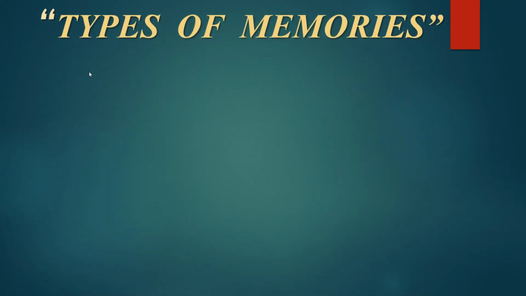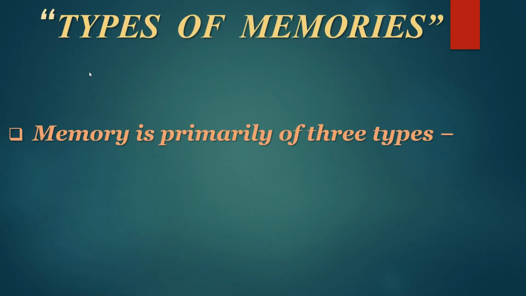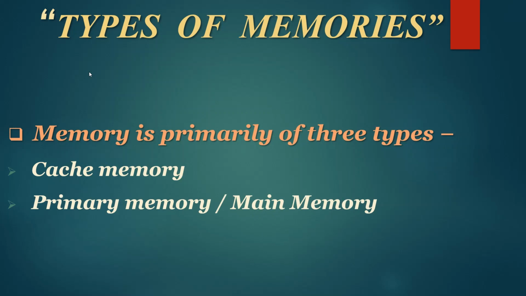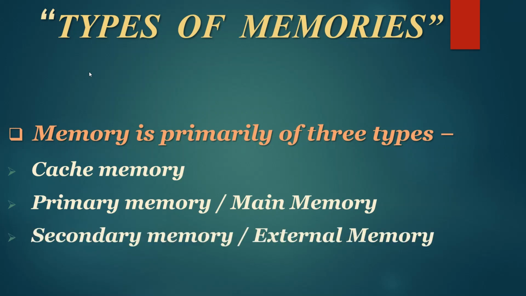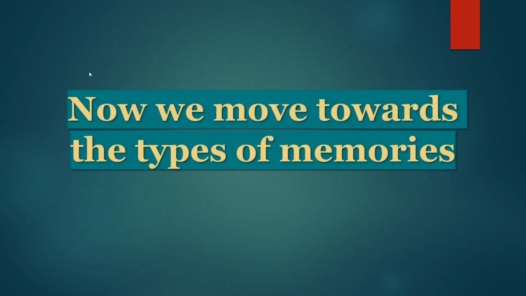Now we see types of memories. Memory is primarily of three types. First one is cache memory. Second one is primary memory, also called main memory. And last one is secondary memory, also known as external memory. Now we move towards the types of memories.